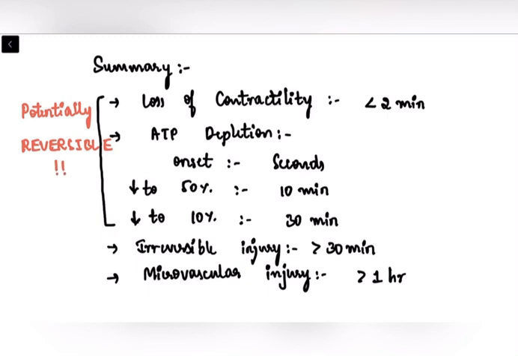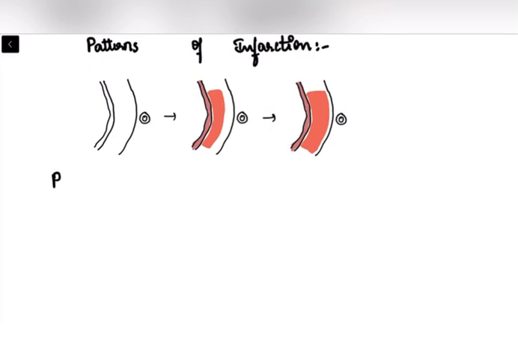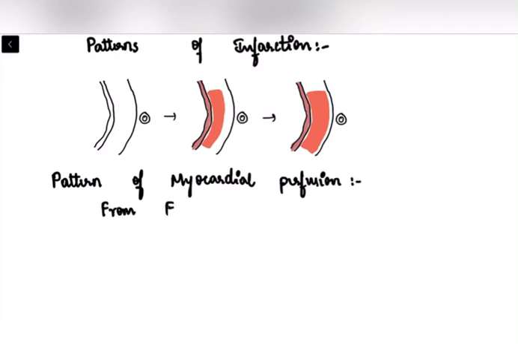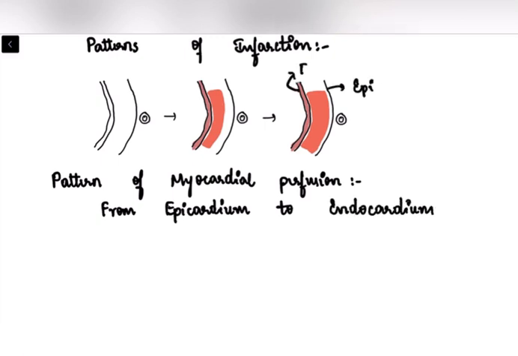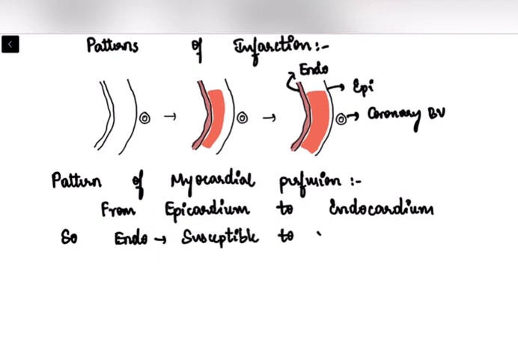Now, patterns of infarction, myocardial infarction. Before the actual patterns of infarction, let's discuss patterns of myocardial perfusion. The myocardial blood supply is from epicardium to endocardium because the coronary arteries are situated outside the heart, right? Actual bulk of heart. So the blood goes from epicardium to endocardium. Because of this, endocardium is susceptible to ischemia because it receives relatively less blood compared to epicardium.